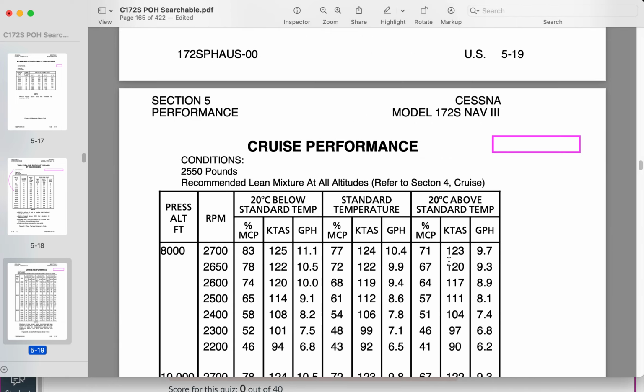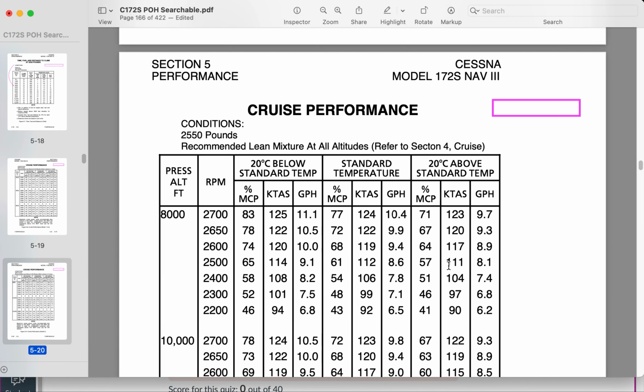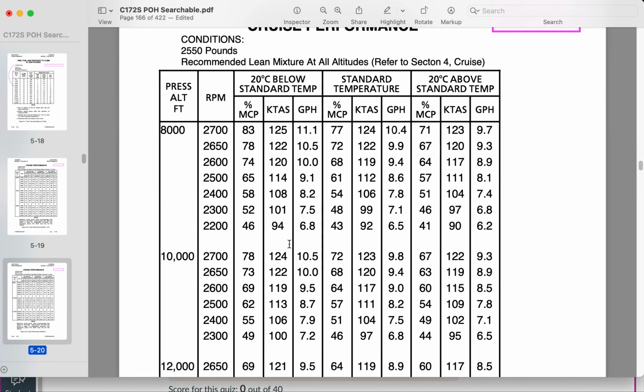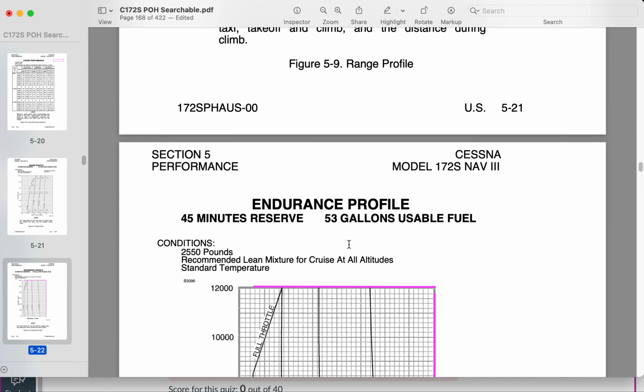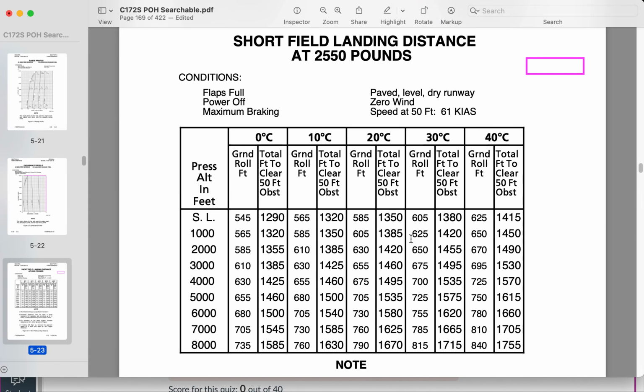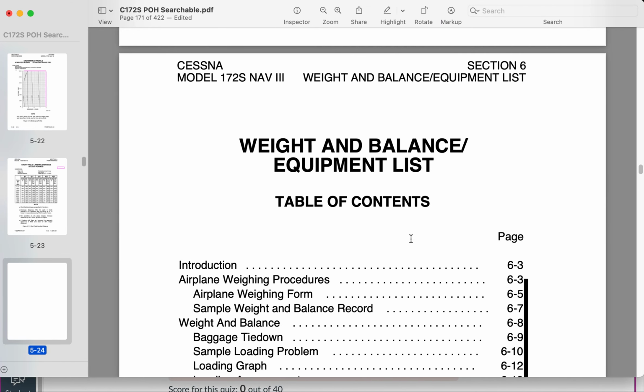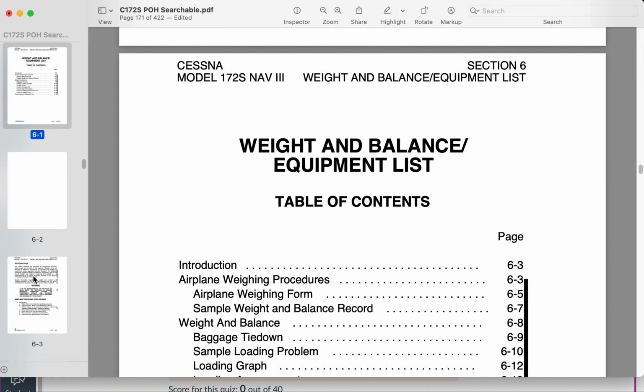Here's the first page of cruise. Here's the second page of cruise. Just remember what the standard temperature is supposed to be. If you really want to go crazy, you can write in the standard temperature there, so you don't have to calculate it every time. Range and endurance charts, landing chart just like the takeoff chart, and that's it for performance.